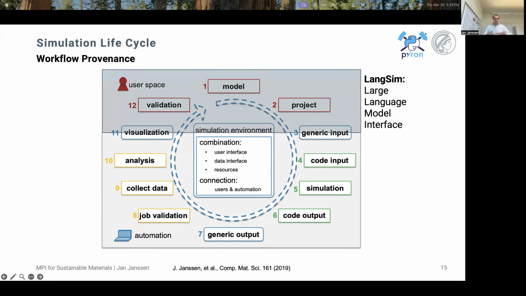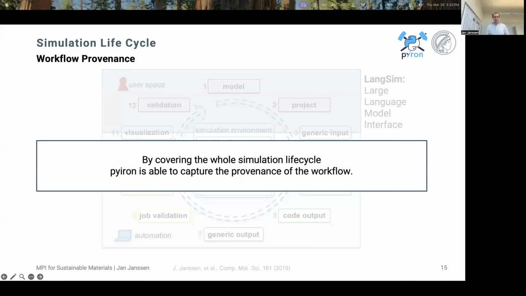I just show this again to emphasize what is now the impact that the large language model has. It's really just this upper part, right? So it just helps us to do the iterations of this simulation lifecycle much more quickly, while all the rest was already taken over by the pyiron workflow framework. Right, so really by covering this whole simulation cycle, pyiron is able to capture the provenance of our workflow and connect the different steps together, which then also helps us again with the reproducibility in this next step.